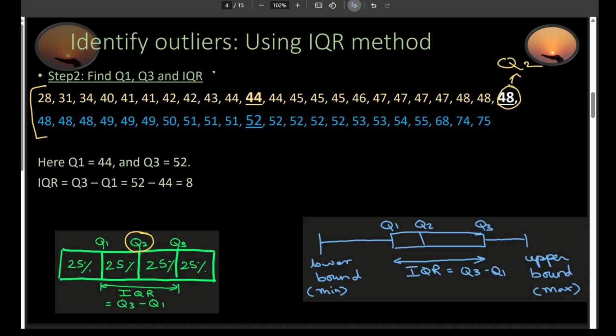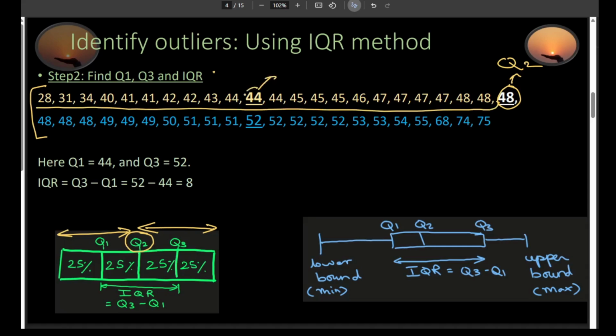Then you divide your data set into an upper half and a lower half. This right here is my lower half, and this right here is my upper half. First, find the median of your lower half. The median of this lower half is going to be my Q1, which is this right here.